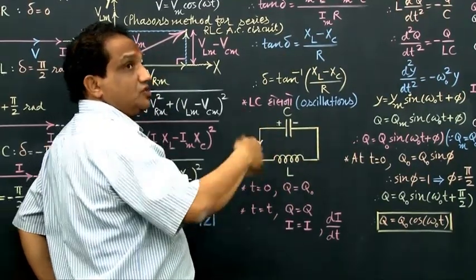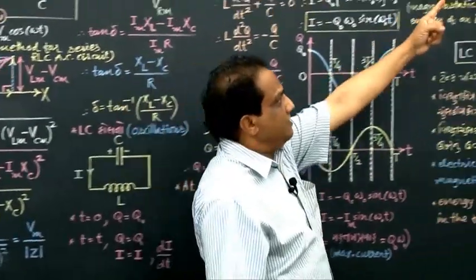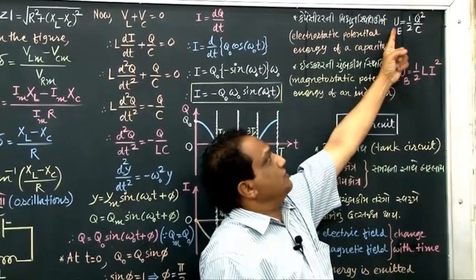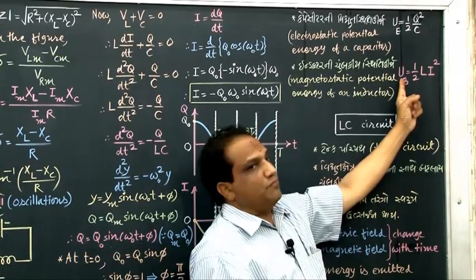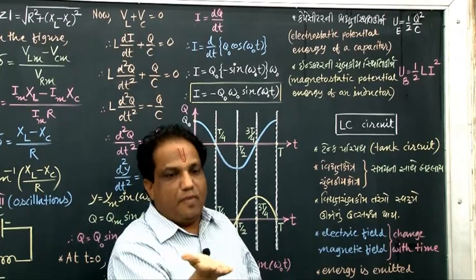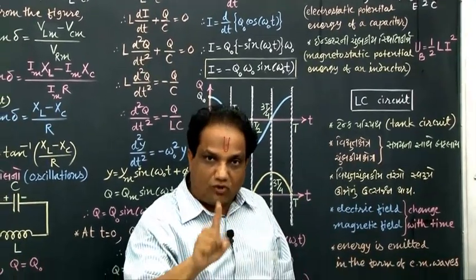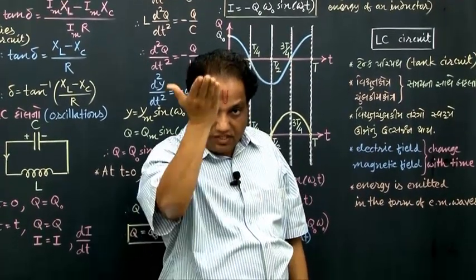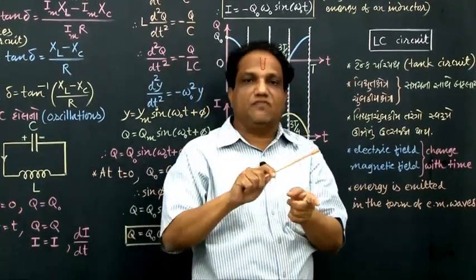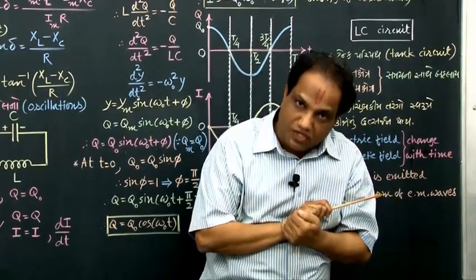And as the charge is oscillating, there are changes in the value of charge and changes in the value of current. That's why there are changes in the electrostatic potential energy and magnetostatic potential energy. When the electrostatic potential energy in the capacitor decreases, the magnetostatic potential energy in the inductor increases. And vice versa, when the electrostatic potential energy in the capacitor increases, the magnetostatic potential energy in the inductor decreases. So there is a transfer of energy from electrostatic potential energy to magnetostatic potential energy.